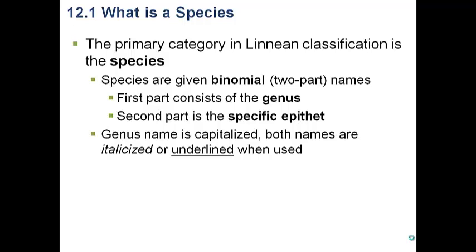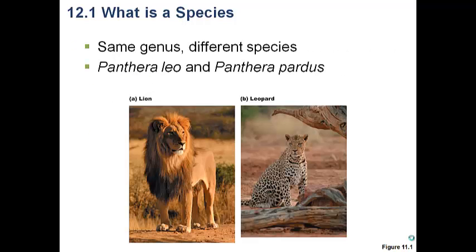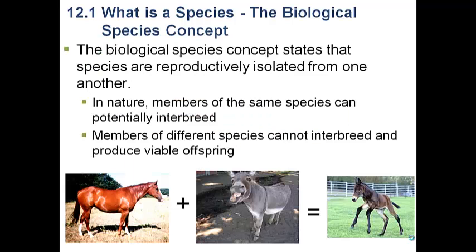They have two parts. The entire name of the species consists of a genus name first and a species name second. So we have an example on this slide of two organisms that are of the same genus but different species. We have a lion on the left, Panthera leo, and we have a leopard on the right, Panthera pardus. These two animals share a genus, but as you can see, they are different species.